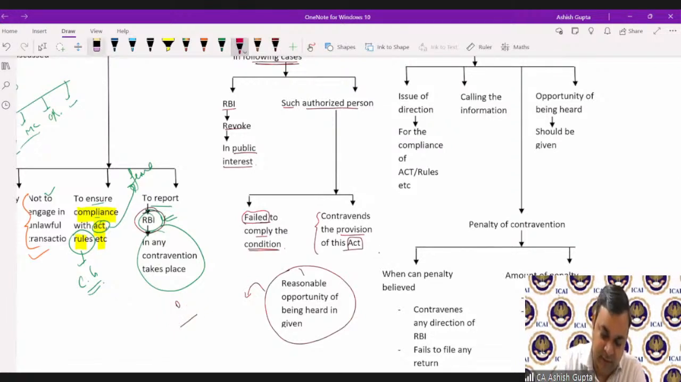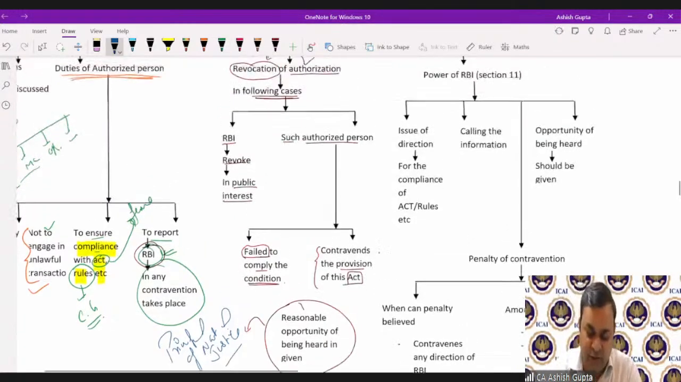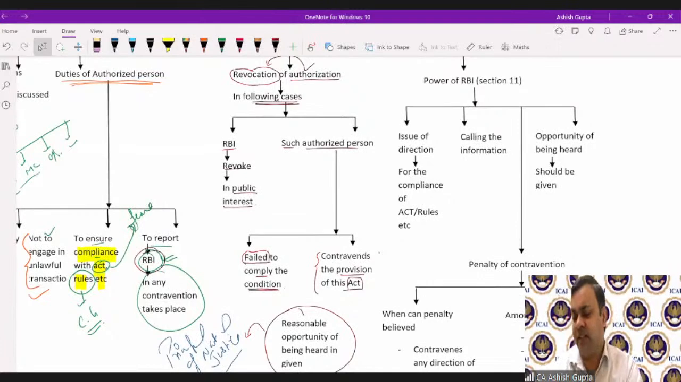So we can say you need to provide the principle of natural justice, right? Principle of natural justice you need to provide. So a reasonable opportunity of being heard needs to be provided by the Reserve Bank of India to the authorized person whom they are going to take action against, or whose authorization they are going to revoke, right? So revocation of authorization under section 10, that is also clear.